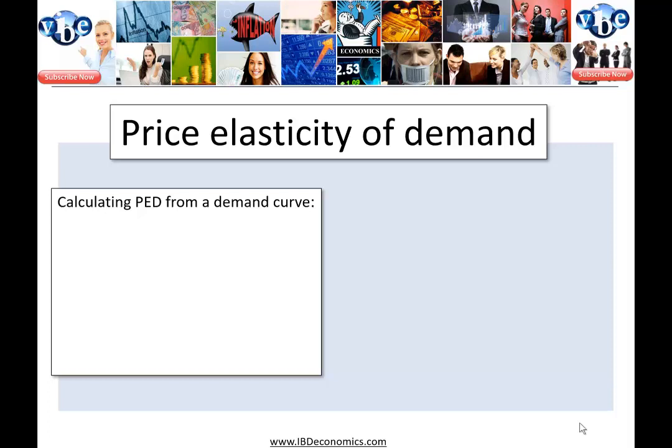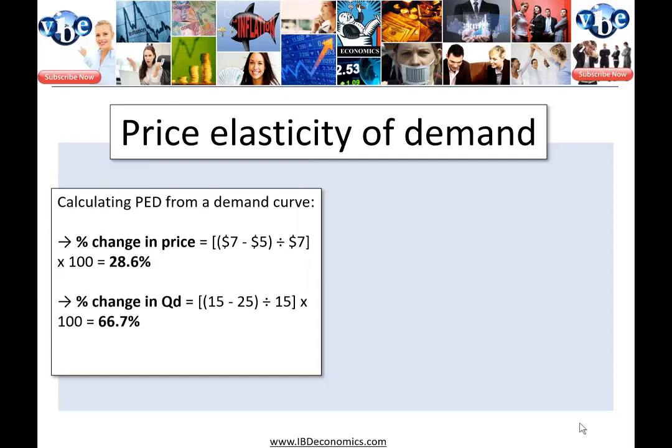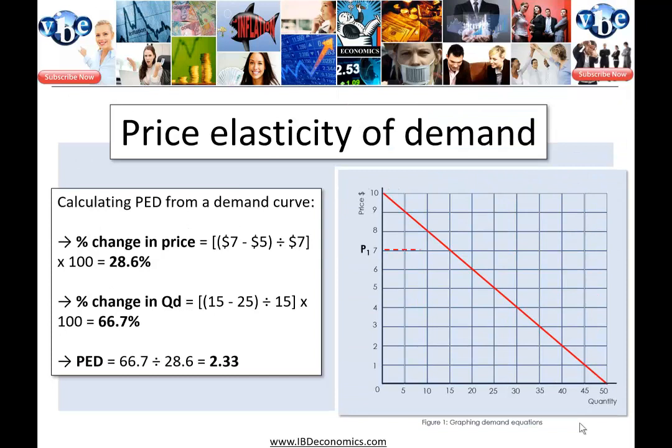We can also calculate PED from a demand curve. And this is a reasonably common question in the quantitative paper, exam paper, paper 3. Let's take a percentage change in price, $7 down to $5. The original was $7. Multiply that by 100, 28.6%. Percentage change in quantity demanded, 0.3.